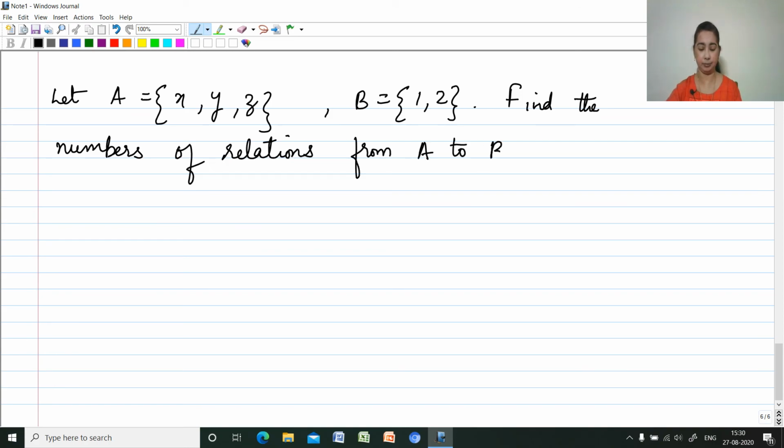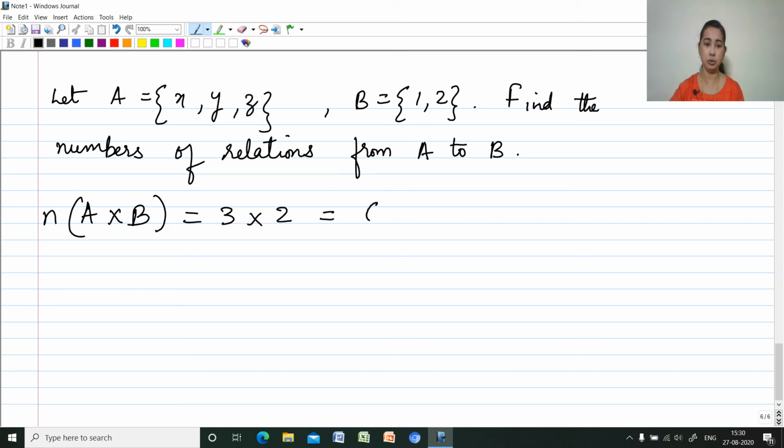In order to find the number of relations, we have to find how many elements are there in the Cartesian product. The number of elements of the Cartesian product A cross B: here 3 elements are there in the first set and 2 elements in the second set. So 3 into 2, 6 elements are there. So the number of relations, as I've told you earlier, is 2 raised to the number of elements of the Cartesian product, that is 2 raised to 6 relations are possible.